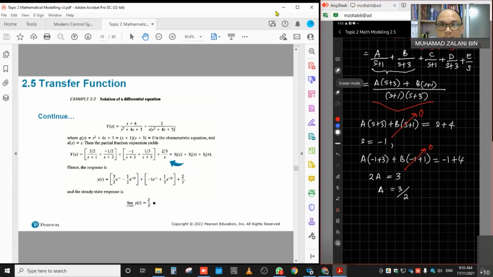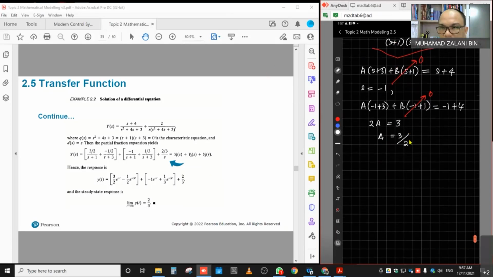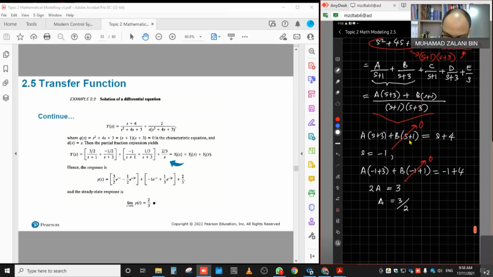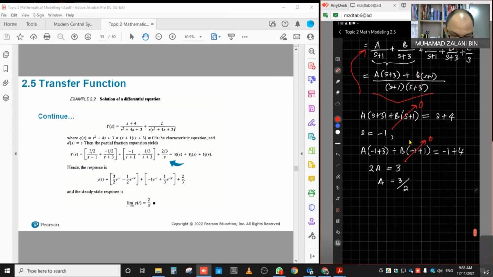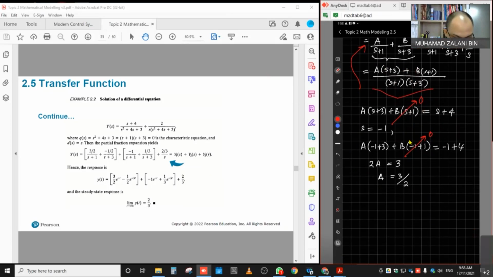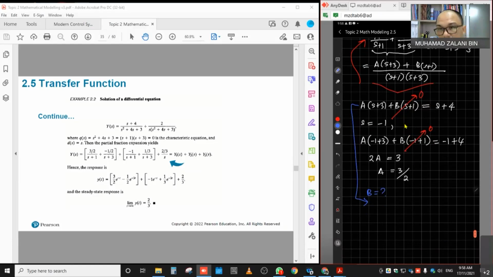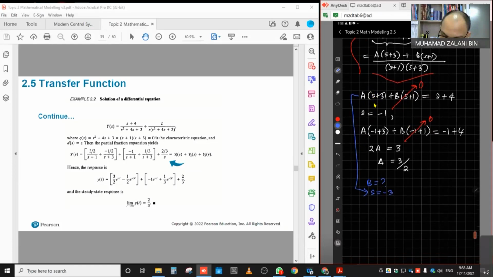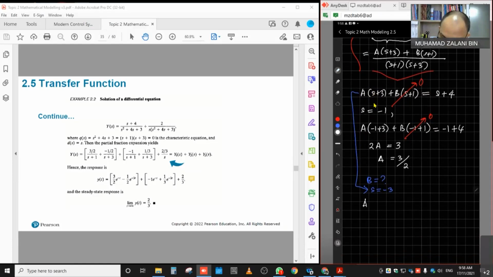Okay. So it's 9:55 already. Let me pause. So here we have settled A, which is the first term. So we can just substitute A here. Alright. So basically next, let us consider B now. For B, actually we still use the same equation here. But now we try to substitute s equals -3 so that this term will be cancelled. Okay, so we substitute s equals -3 into that equation, so that we get a(-3 + 3) plus b(-3 + 1) equals -3 plus 4.